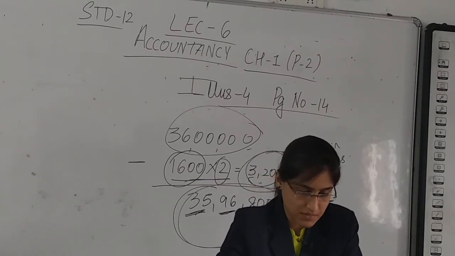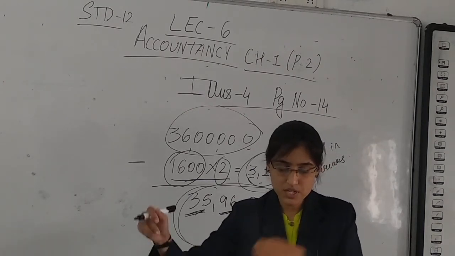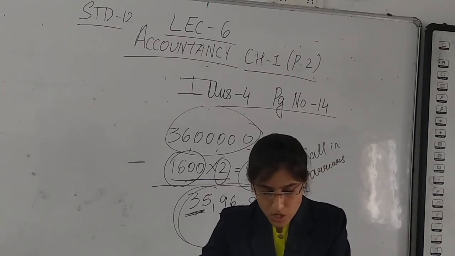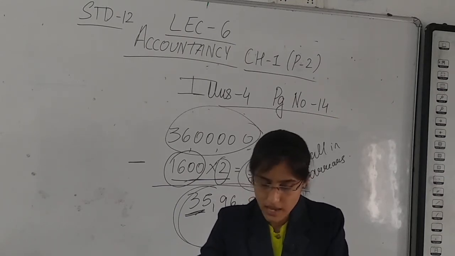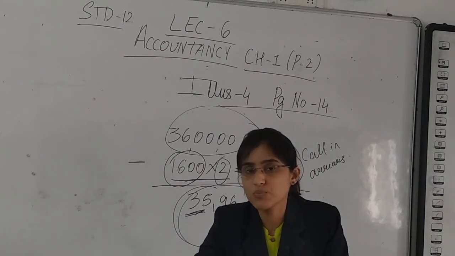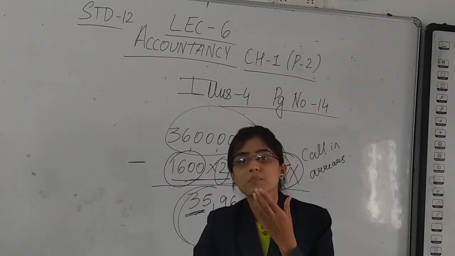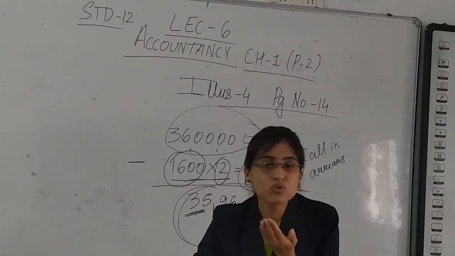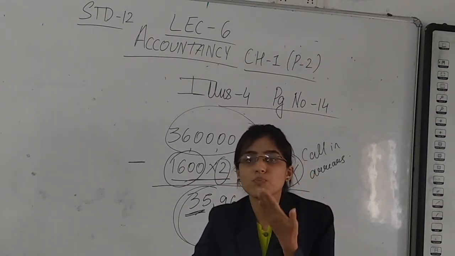Journal entry number 7 in your textbook. I repeat, equity share final call account debit to equity share capital account 45 lakh again. It is 18 lakh into 2.5. 2.5 rupees for final call. It is given in the question. How much amount becomes due for final call? 2.5. So 18 lakh into 2.5.